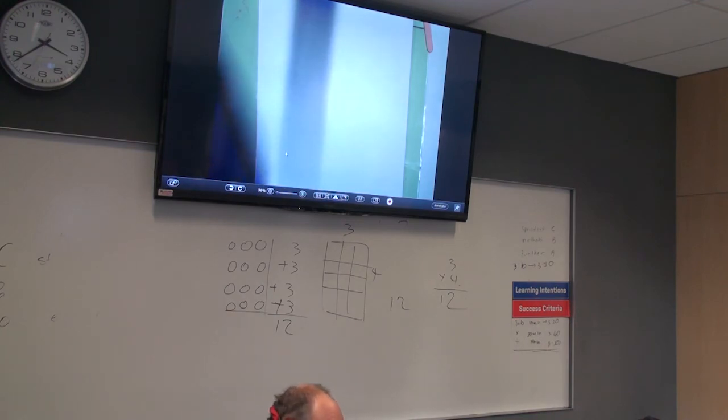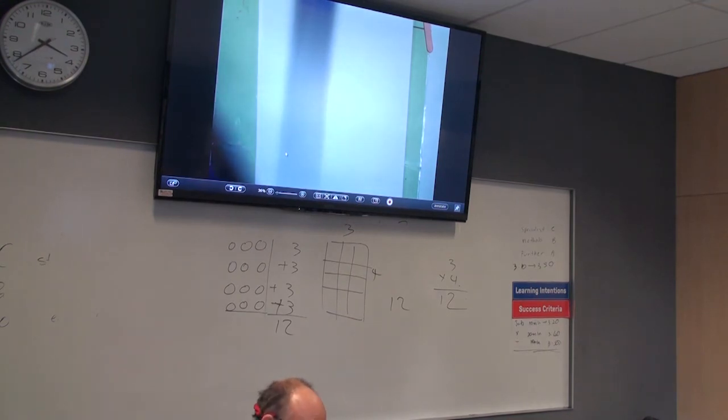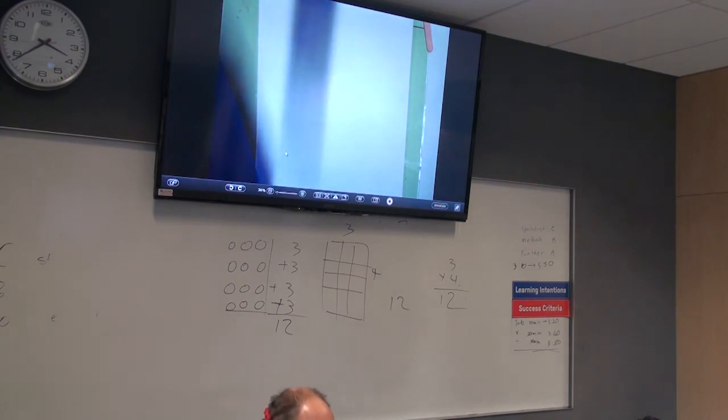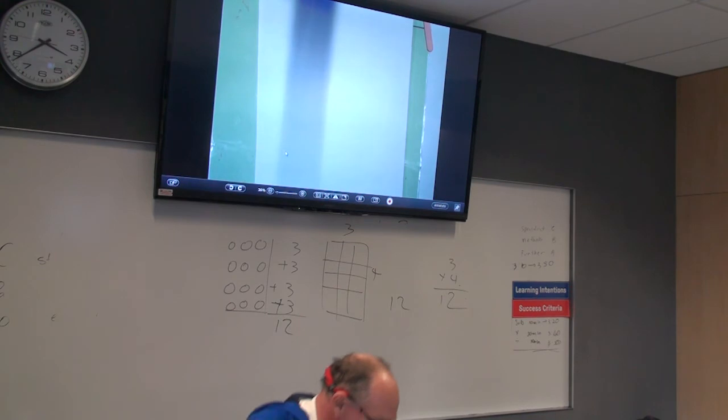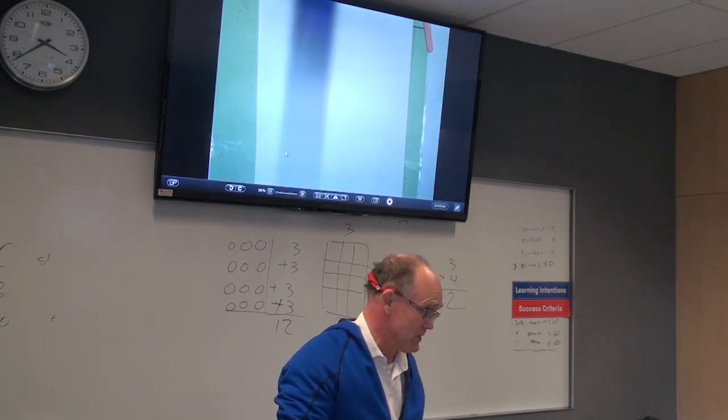For multiplication, I would stick with the vertical algorithm, the area model, and there's one other method called lattice. But you don't want to give them too many different methods, otherwise they get confused about which method to use.